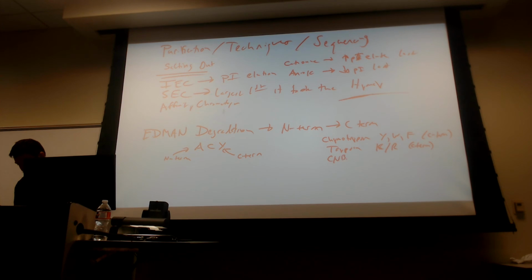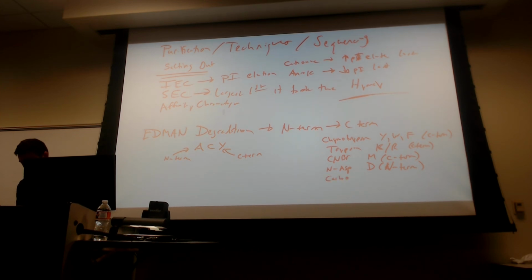Cyanogen bromide: methionine, C-terminal side. And aspartate protease: so D, N-terminal side. Sorry, I'm just used to saying C so much. Anything else?